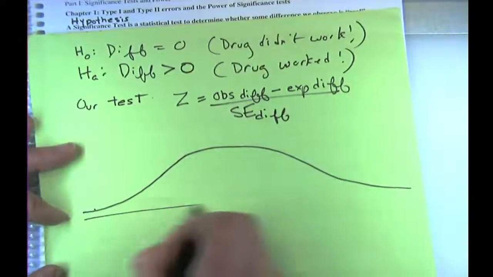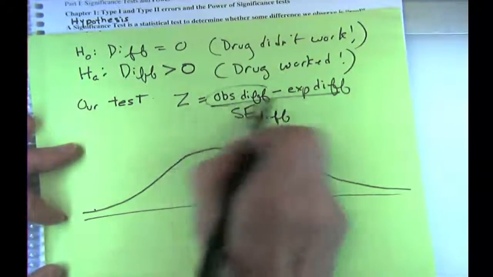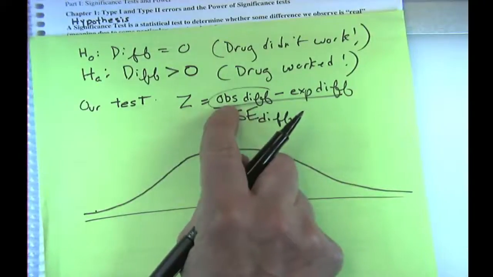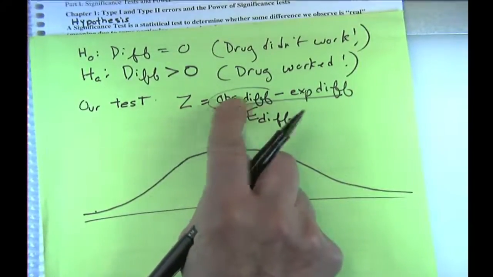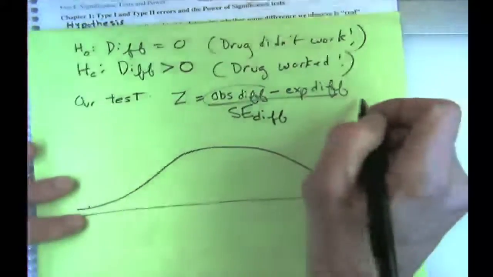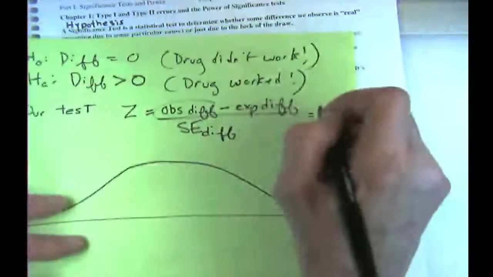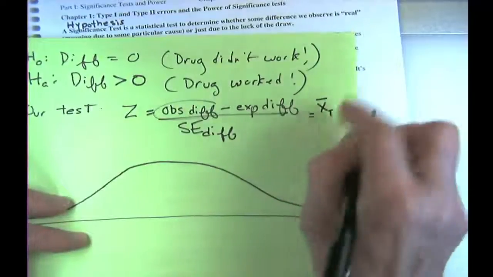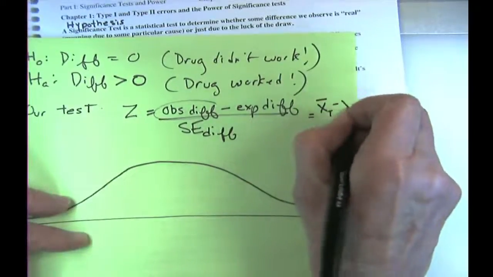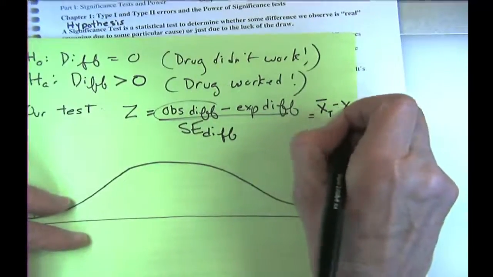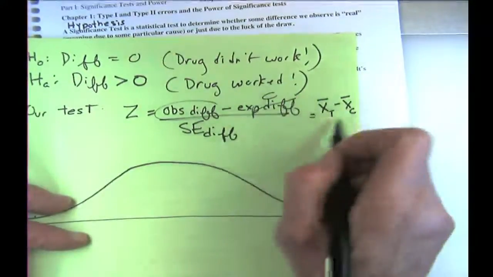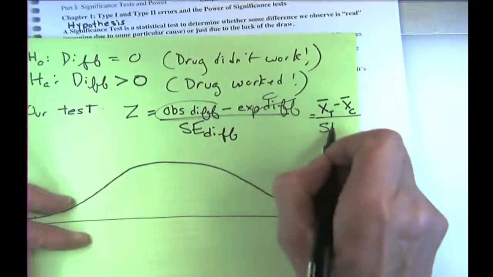Okay? So what we're talking about here is the difference in means between the treatment group and the control group. So another way of writing this would be X bar for the treatment, that's an abbreviation for the sample mean for the treatment, minus the sample mean for the placebo group, minus 0, this is just 0, over the standard error.